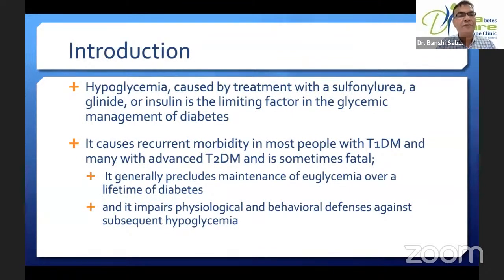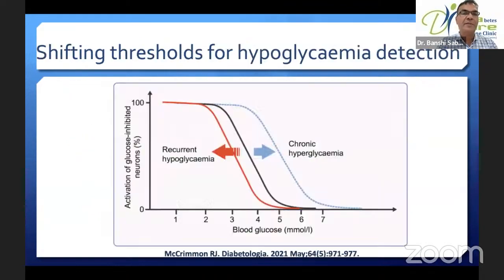Hypoglycemia is caused by treatment like sulfonylurea, glinides, and insulin. These are the three major agents of treatment of diabetes which can lead to hypoglycemia, and other agents which are not actually hypoglycemic agents, but they reduce the glucose level too if they are used along with molecules like insulin, sulfonylurea, and glinides. It causes recurrent morbidity in most people with type 1 diabetes and many with type 2 diabetes who are on sulfonylurea and insulin, and sometimes it can be fatal. It generally precludes maintenance of euglycemia over the lifetime of diabetes, and it impairs physiological and behavioral defenses against subsequent hypoglycemia.